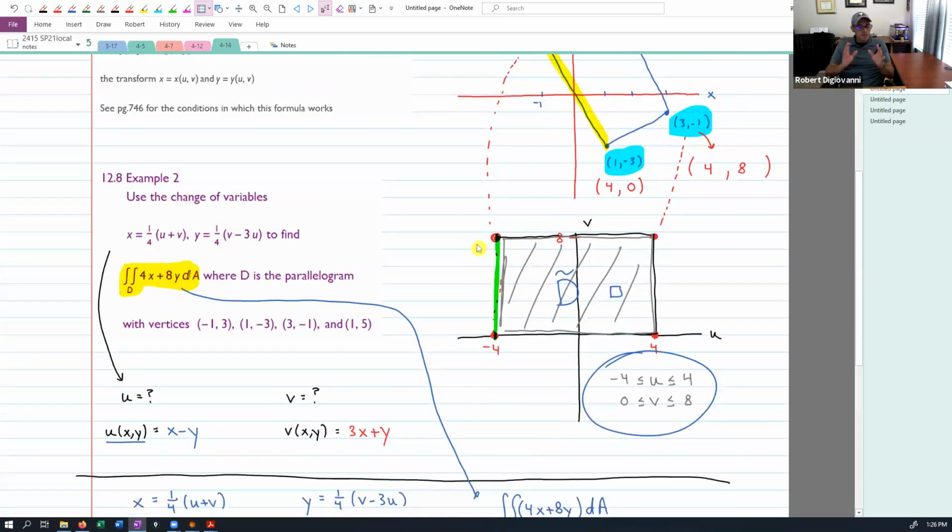But there's something else. Let's say I just threw this integral at you right here. I said, there you go. Do this integral over that parallelogram. Okay. There's the problem.